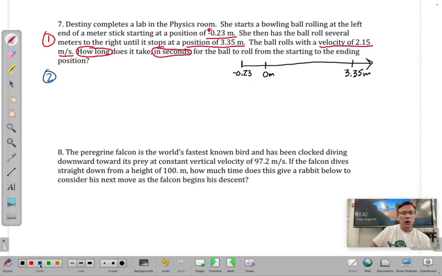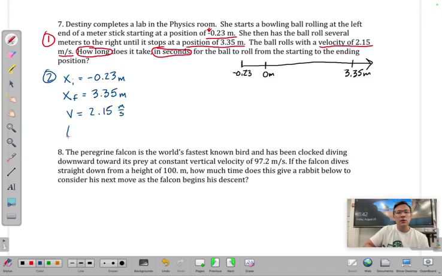So now it might be easier to identify what's what. We can see that the initial position of the bowling ball is negative 0.23 meters. We can see that the final position of the bowling ball is 3.35 meters. We know that the velocity of the ball is 2.15 meters per second, and then the time that it takes to roll is what we are solving for.